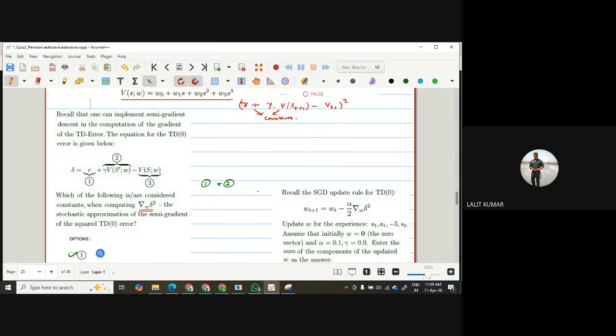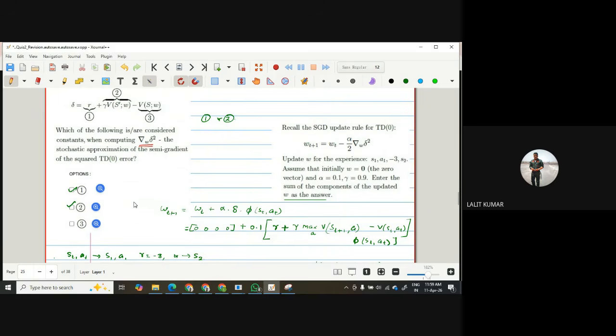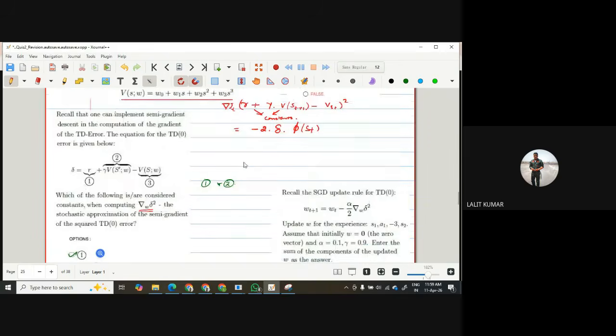Okay, and that's why when we took delta JT, it became this entire minus 2 into delta into phi(S,T). Okay, so these two are taken as constants. Now they are asking to recall the SGD update rule for TD(0), the same half learning square W square.